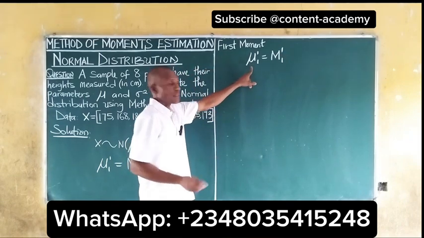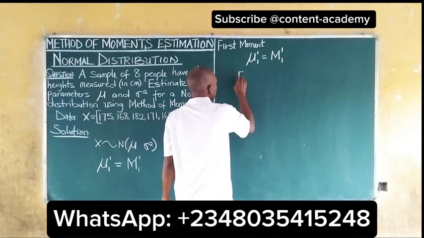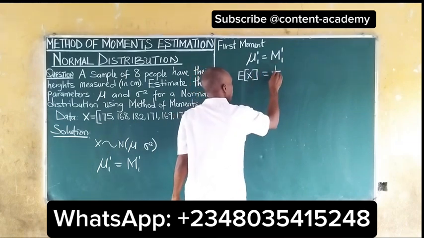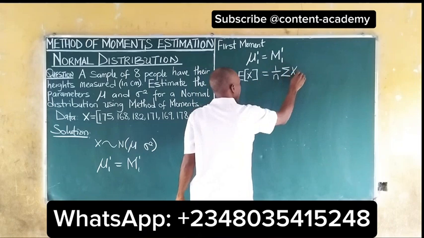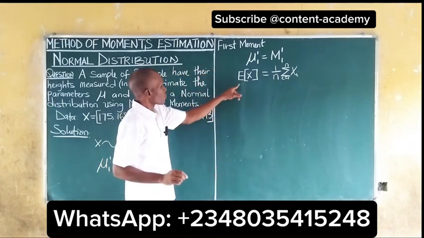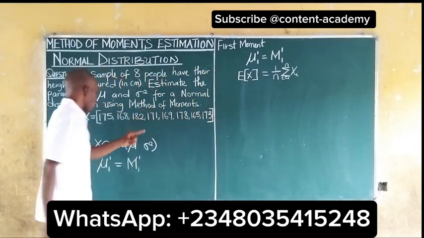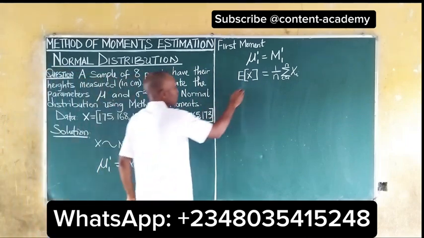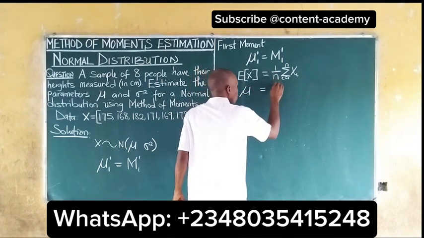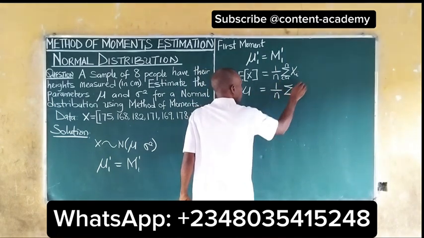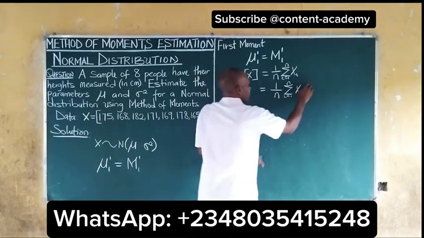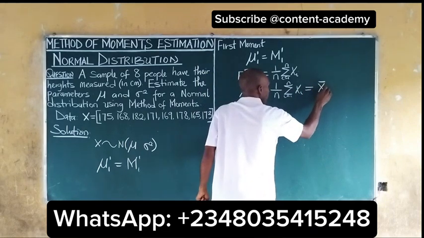Now, what is the population mean? The population mean is our expected value of x, while the sample mean is 1 over n, summation of xi as i runs from 1 to n. Our expected value of x is the mean. So we have the mean, which is equal to 1 over n, summation of xi as i runs from 1 to n. Of course, this is equal to x bar.